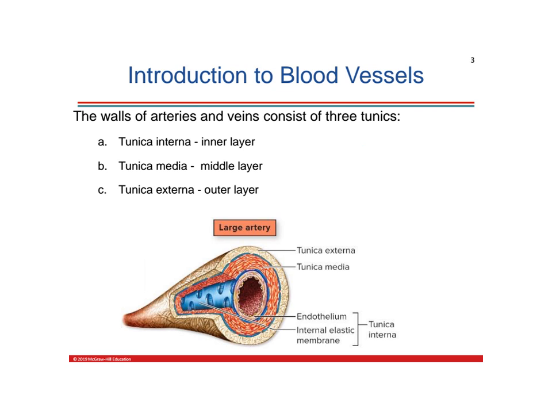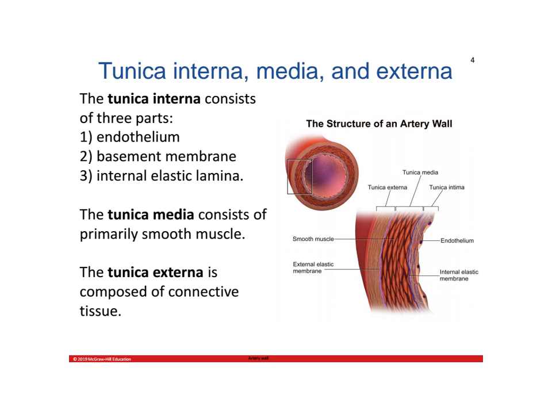The walls of arteries and veins consist of three tunics: the tunica interna, or the inner layer, the tunica media, middle layer, and tunica externa, or outer layer. The innermost layer of the wall of an artery is called the tunica interna. This consists of three parts: the endothelium, the basement membrane, and the internal elastic lamina.